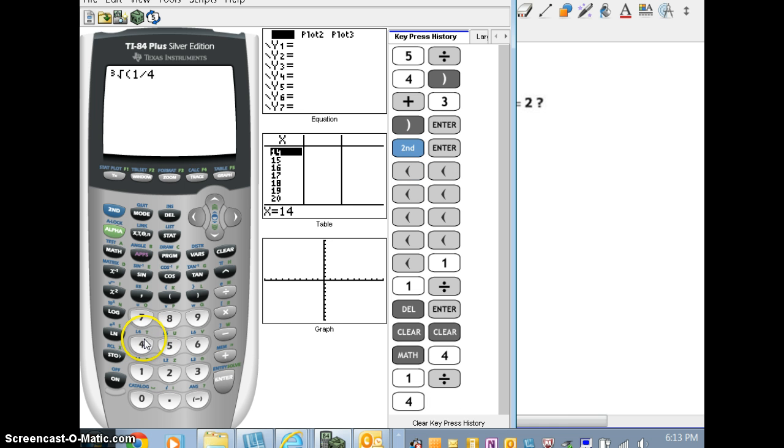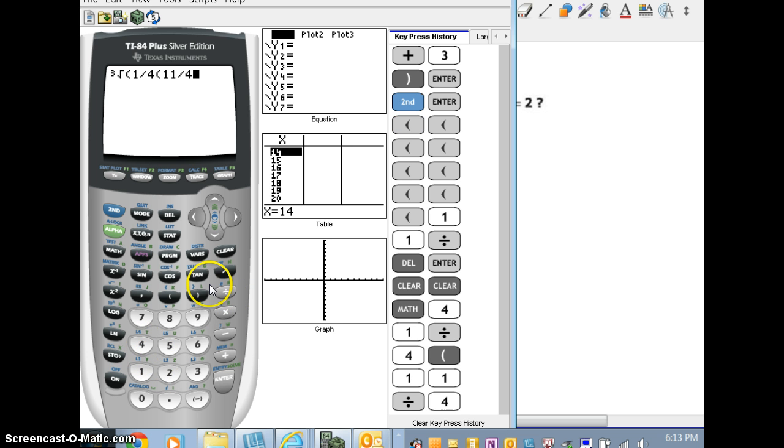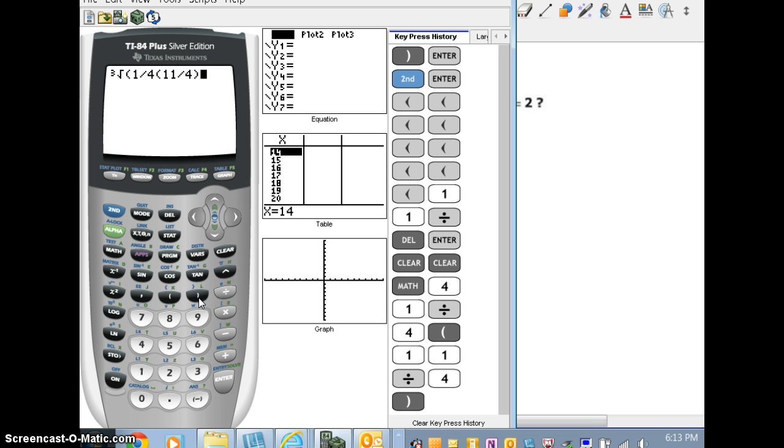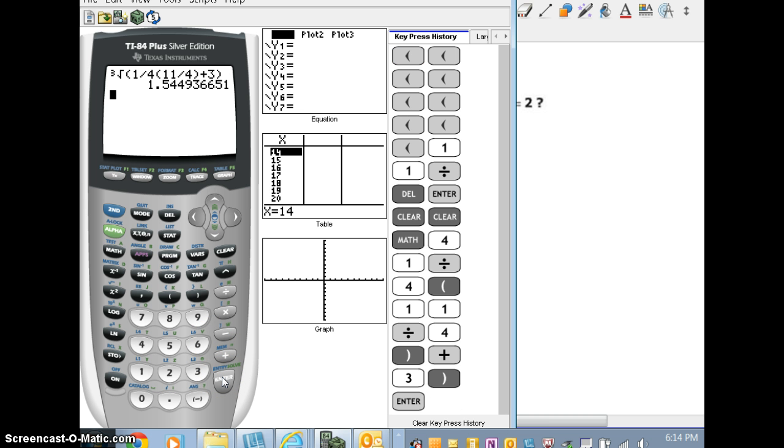Some of you guys are probably already done with this problem. 1 over 4 times 11 over 4, plus 3. And we're hoping to get 2. Well, we didn't. So we can cross B off our list. So let's try answer choice C. So we're going to put a 20 in place of x. So I'll try and do it the right way this time.